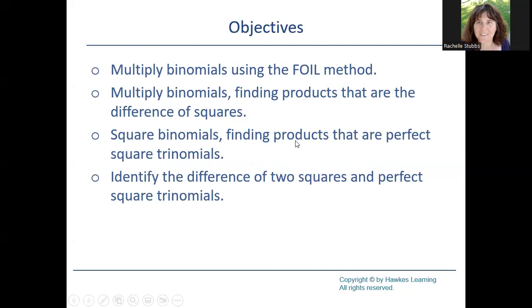So we're going to multiply binomials using the FOIL method. Remember, I don't like to say FOIL, but it's still out there. But the first terms, the outside terms, the inside terms, and the last terms. We're going to multiply binomials, finding products that are the difference of squares. We're going to square binomials, finding products that are perfect square trinomials. And then we're going to identify the differences of two squares and perfect square trinomials. And we'll see what we mean by those.